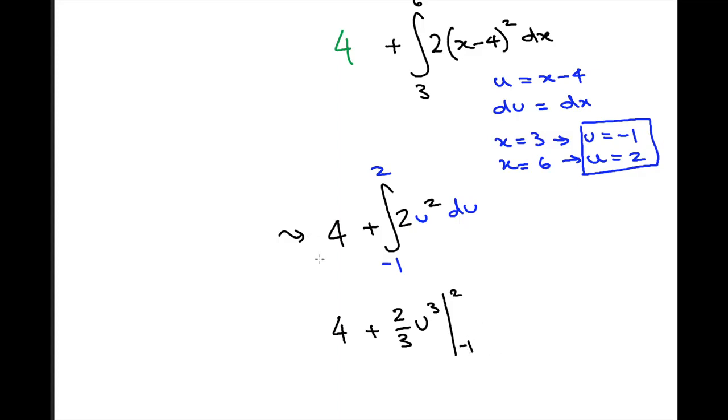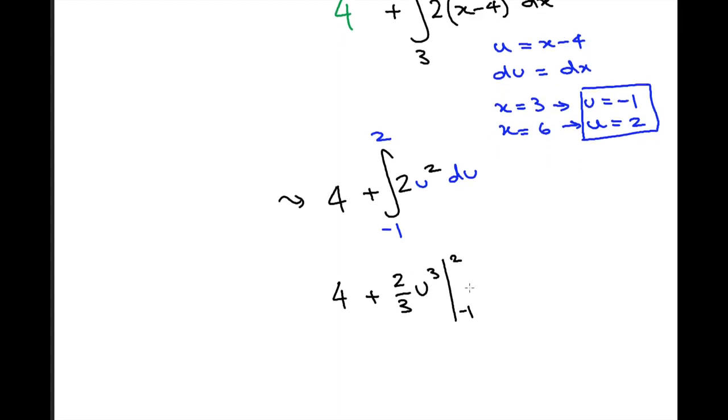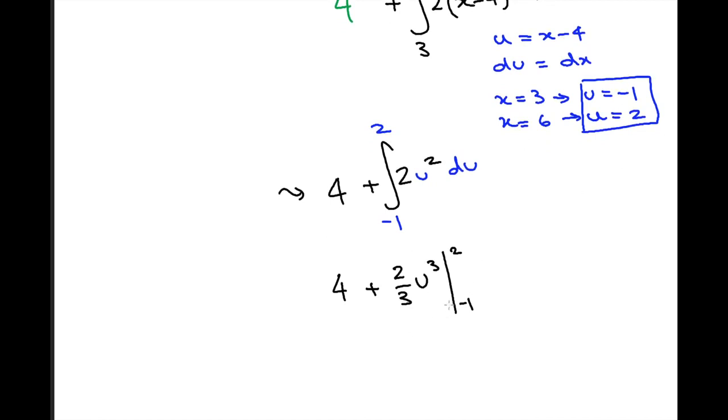Now, if you did not switch your bounds over to the u world, you would need to plug back in for x now, and then use your original bounds to evaluate. Either process will give you the exact same answer, but it will be a slightly different path. But this is what we've chosen, so we can just go ahead and evaluate these right now, since we already switched our bounds over.